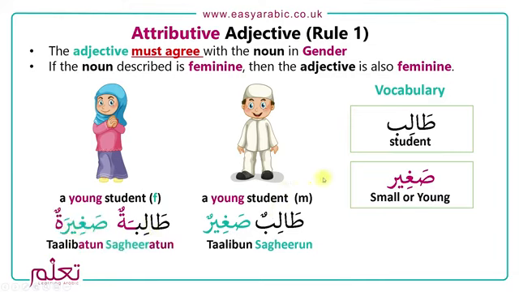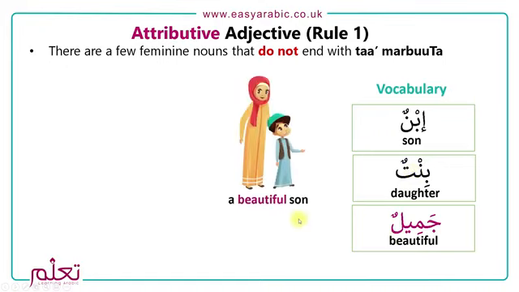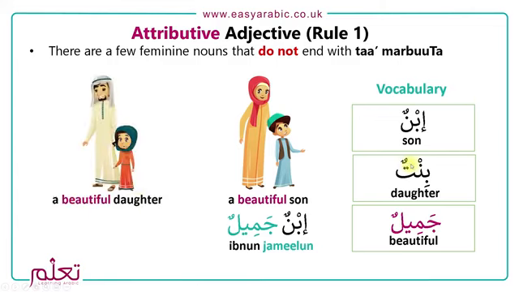Okay, but then we also have words that don't end with ta marbuta. So here we've got ibnun, which is son, and bintun. Because bintun refers to a female, it's a feminine word. And jamilun. When we say a beautiful son, we'll say ibnun jamilun. When we say a beautiful daughter, we'll say bintun. We don't need to change this because it's already feminine, but we do need to add a ta marbuta to the end of the adjective to make it feminine. So it will be bintun jamilatun.